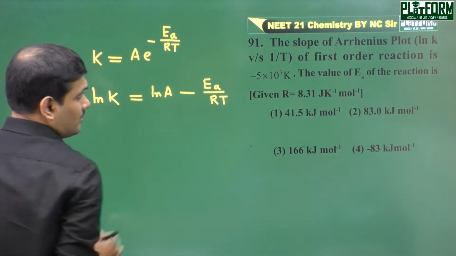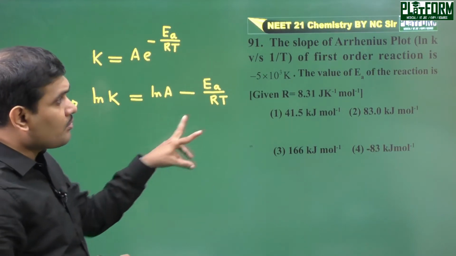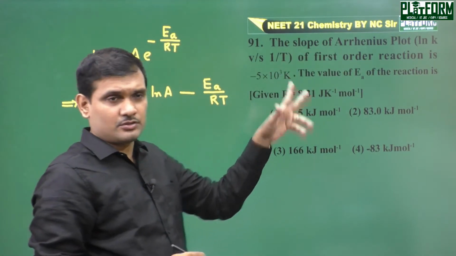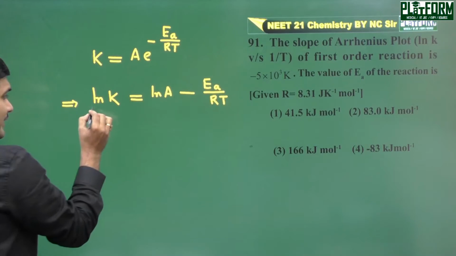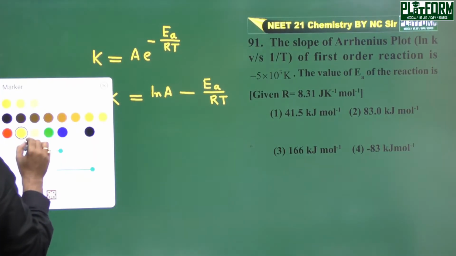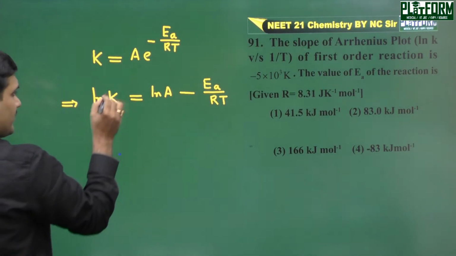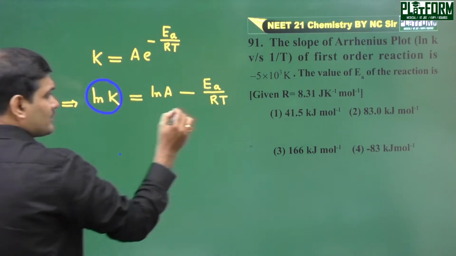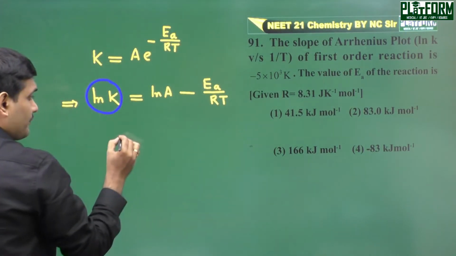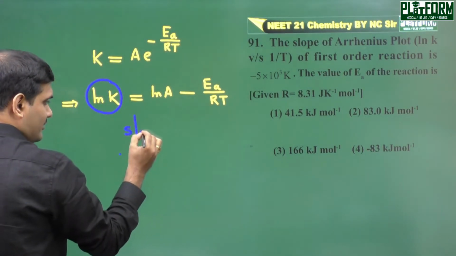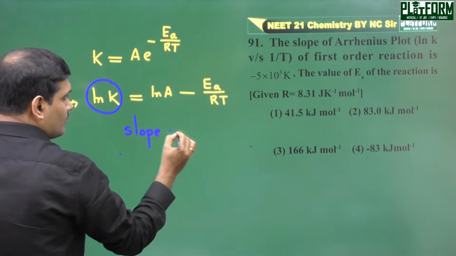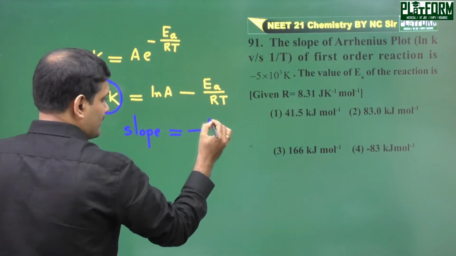So here it is also asked the slope of the plot ln k versus 1 by T. If ln k versus 1 by T is plotted, then definitely the slope we get is minus Ea by R.